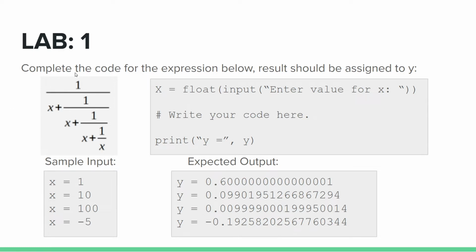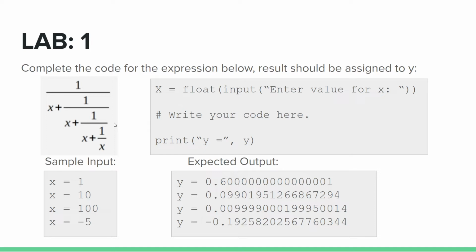When we have this sample input where x equals 1, our expected output for y should be this. When our x is 10, our expected output should be this. All right, I think we'll get this. I think we can look at one or two ways of solving this particular expression.